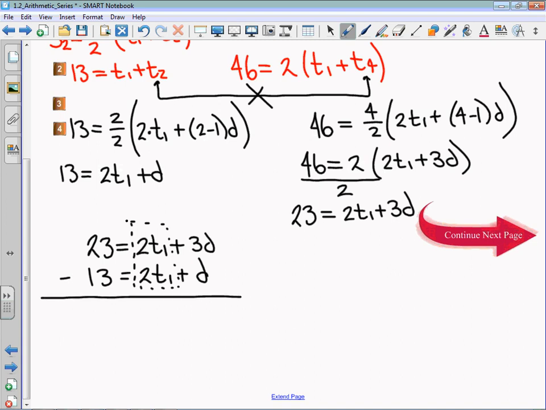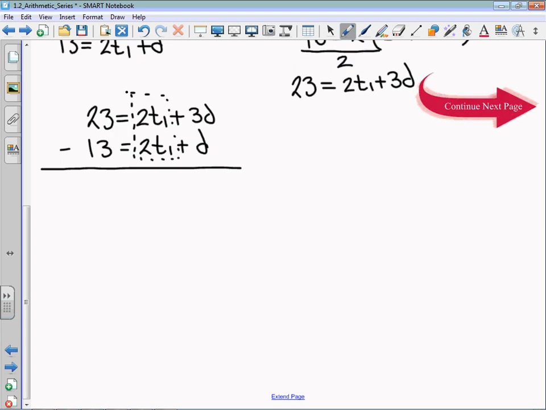So 23 minus 13 is going to be 10. 2 term 1 minus 2 term 1 is 0. Let me put a bracket around there. And 3 common differences minus 1 common difference is 2 common differences. Well, when I divide this by 2, I get that 5 is the common difference.